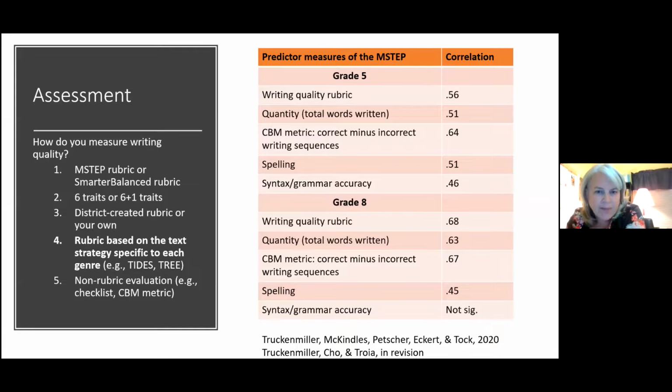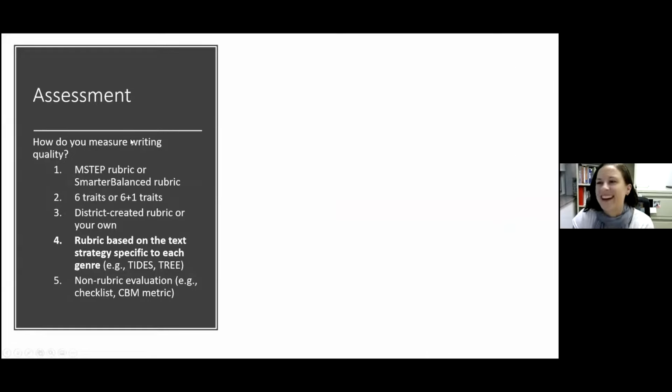Dr. Truckenmiller, you're not presenting, so are you trying to show us a slide? Oh my gosh, I think we stopped sharing. I was looking for people to pop in the chat what they're assessing. The five things. So yeah, here they are.